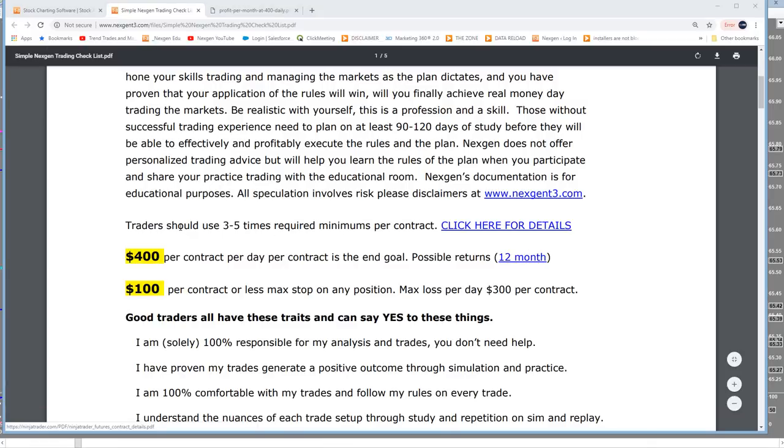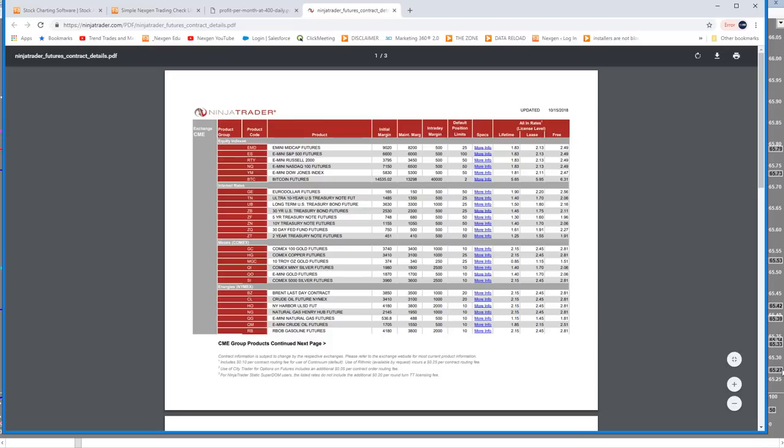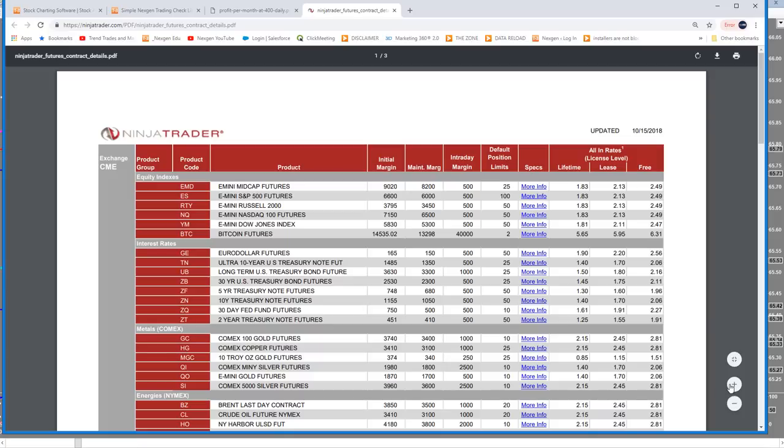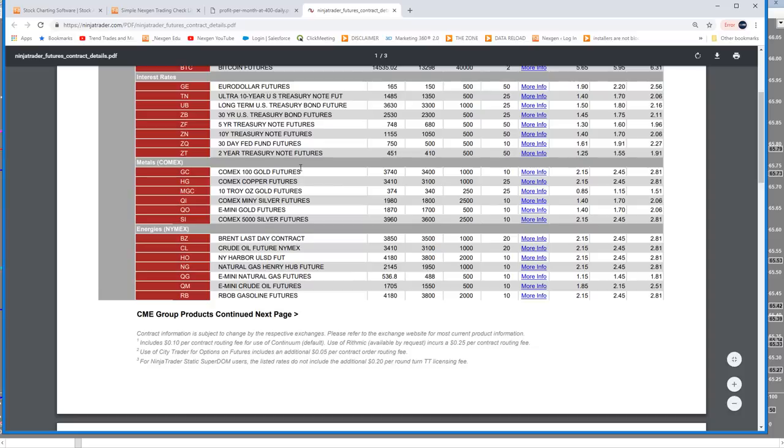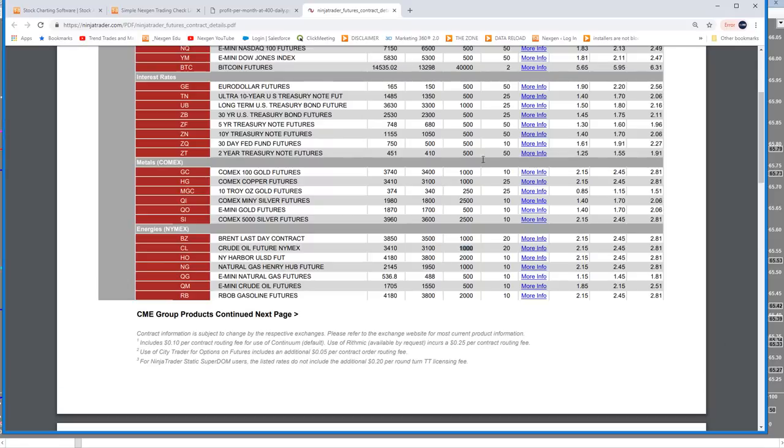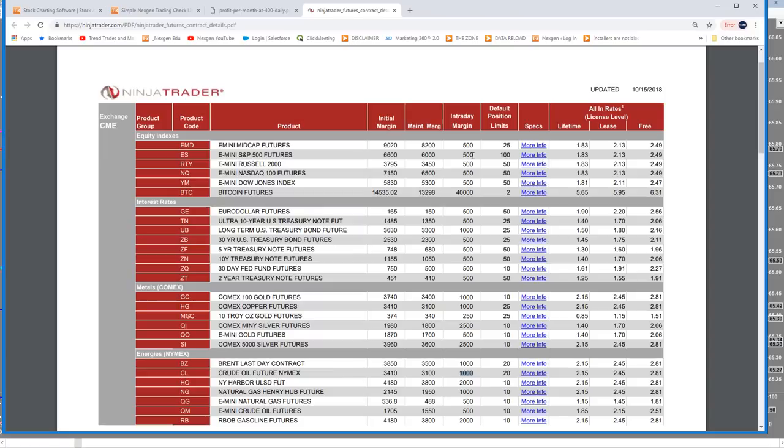Traders should use at least 3 to 5 times the required capital per contract. So we're going to look at crude oil futures. Some traders day trade gold, and it's $1,000 a day to day trade gold. Some people day trade crude oil. It's $1,000 per contract to trade. Some people will trade the S&P, which is $500 to day trade one contract.